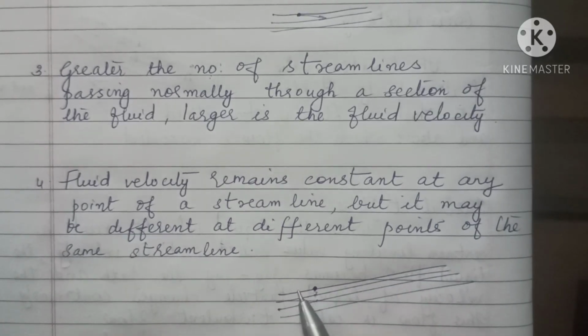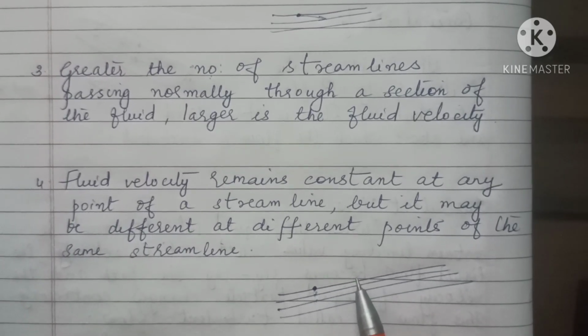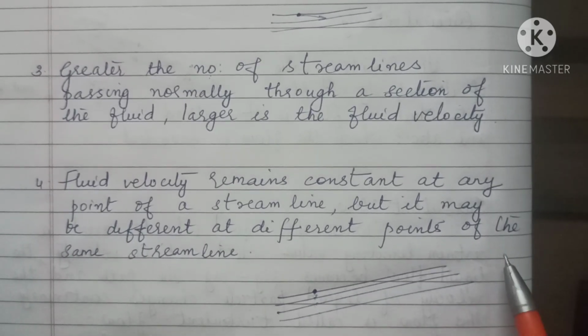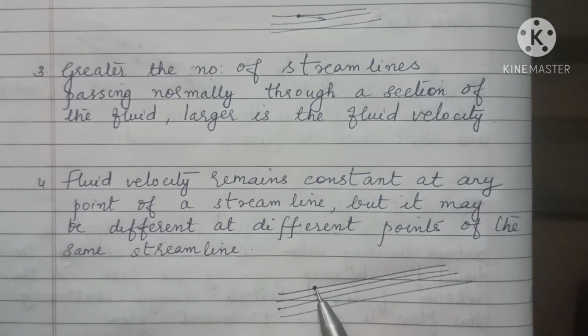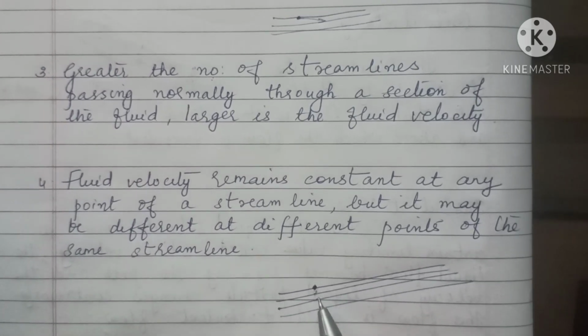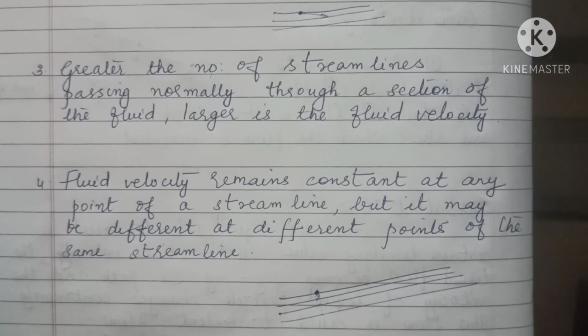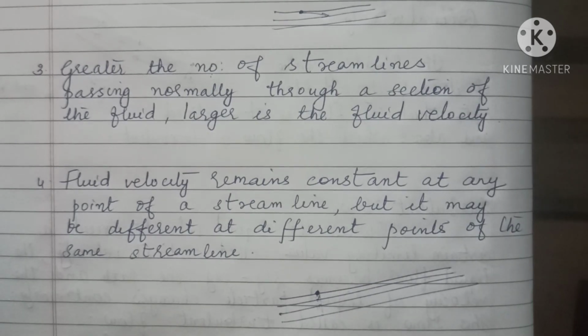Understand? So this is a streamline. In this particular streamline, at each and every point the fluid velocity will be different. But when you consider a single point, each and every particle crossing this point will have the same velocity. Understand? So these are the properties of streamlines. Important one, you have to go through it clearly.